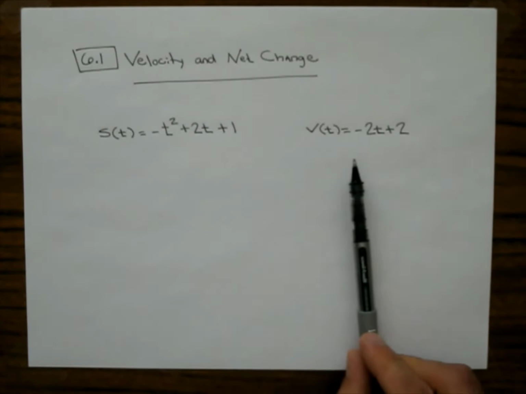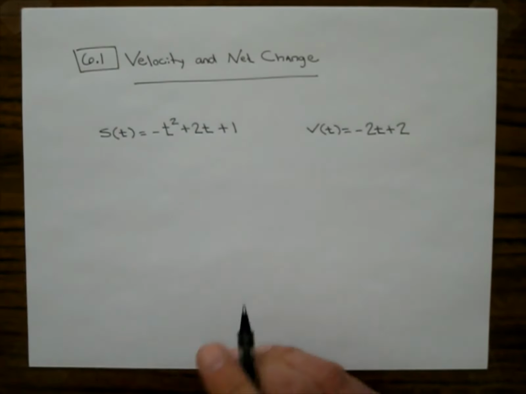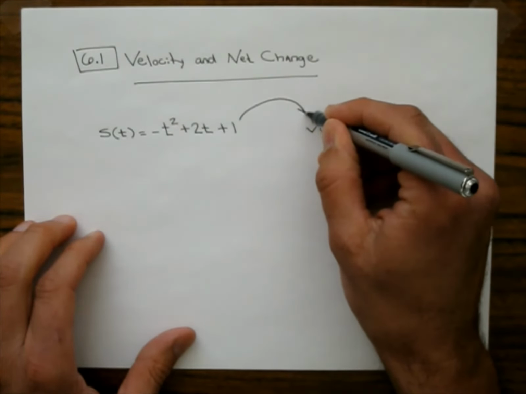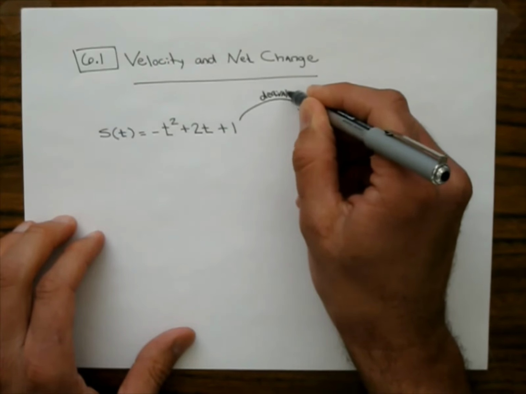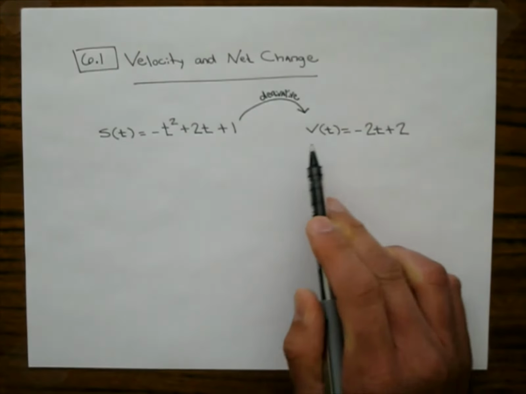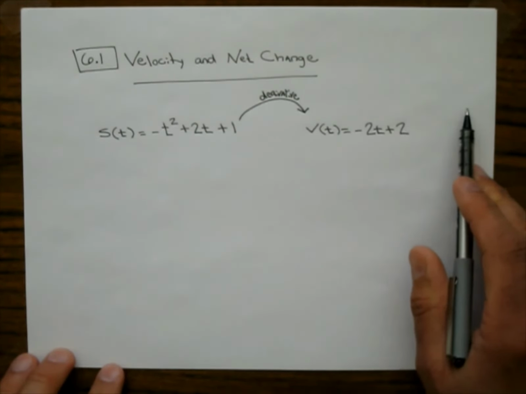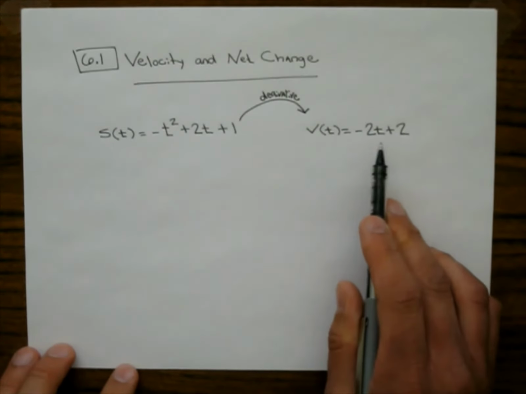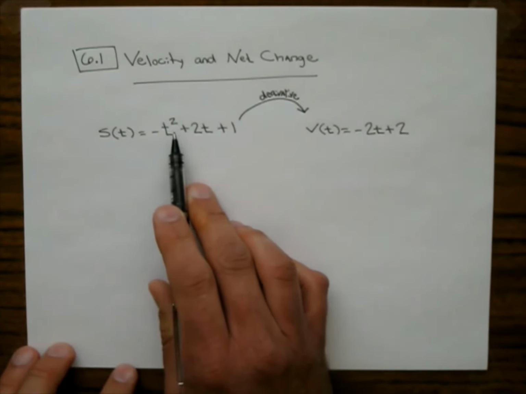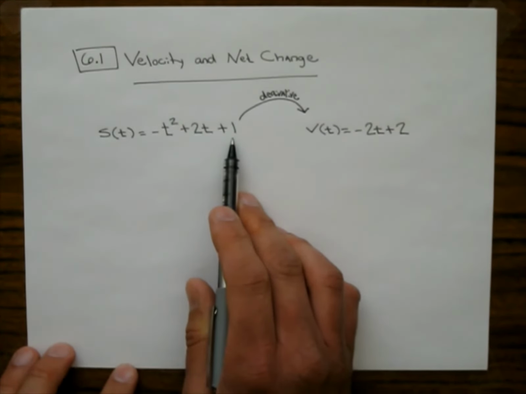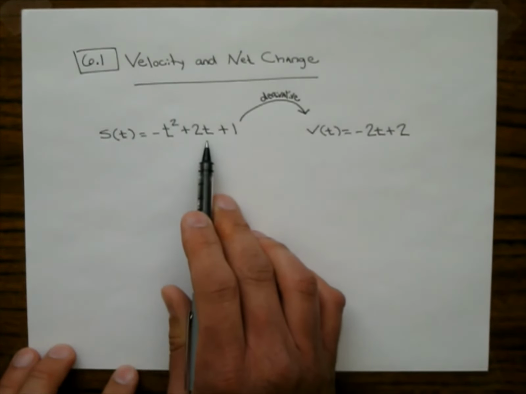So this describes a bug on a number line. And this is his position function. And we find that if we take the derivative, we end up getting the velocity function. We also took the derivative of the velocity and got the acceleration. Now, when you start off with the velocity function and take the antiderivative, you get a whole family of functions, negative t squared plus 2t plus a constant. And this is just one of the family members. So the antiderivative gets you back.